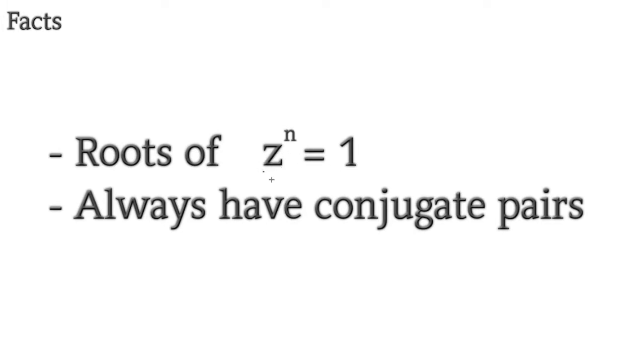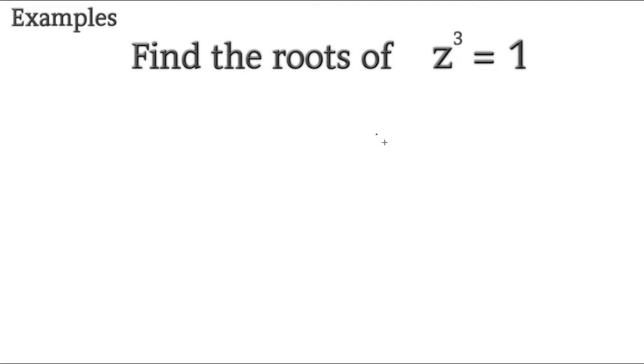One thing to note is that because the final result is a real number, it always has a conjugate pair solution, and they can occur in multiple conjugate pairs, as I will show you in the examples in a bit. For starters, let's find the roots of unity of z to the 3 equals 1.